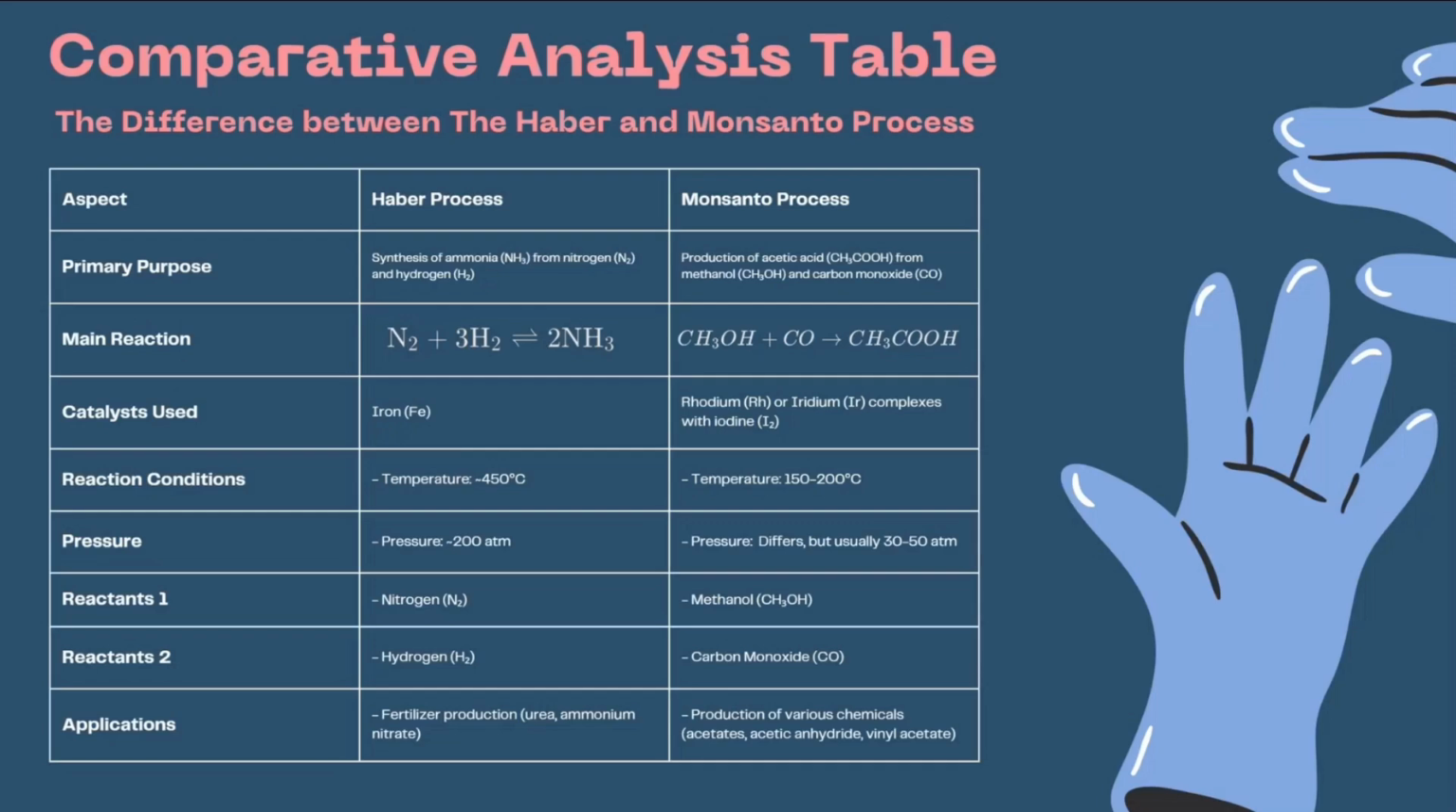For the Haber process, the process requires about 200 atmospheres of pressure, whereas for the Monsanto process, the pressure usually differs, but it's usually about 30 to 50 atmospheres. The reactants, as said before, are also different. The Haber process uses nitrogen and hydrogen, whereas the Monsanto process uses methanol and carbon monoxide. As for the application of both processes, the Haber process is mainly used to make fertilizers, whereas the Monsanto process is mainly used for production of various chemicals such as acetates and acetic anhydride, for example.